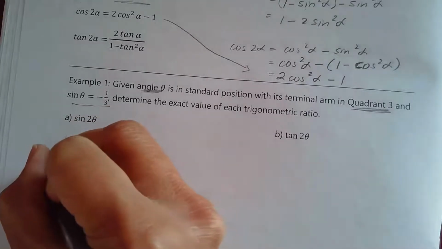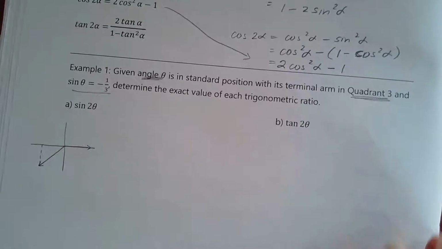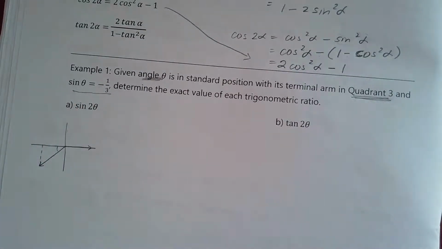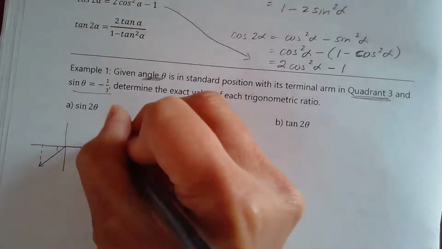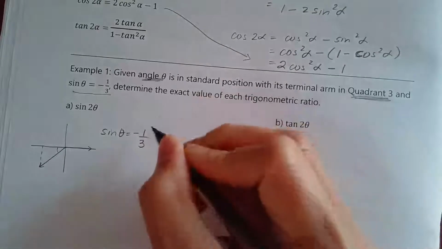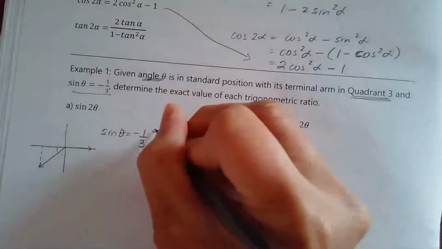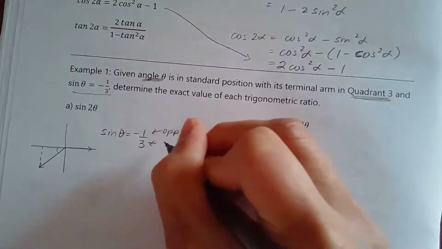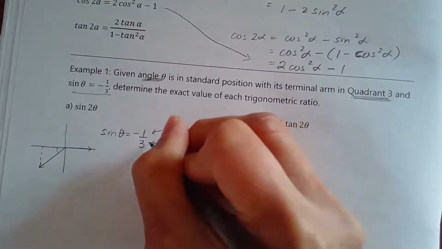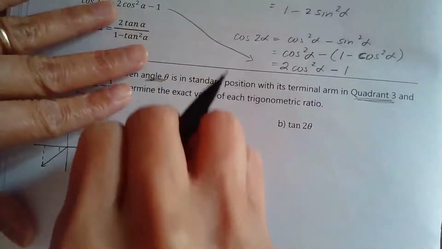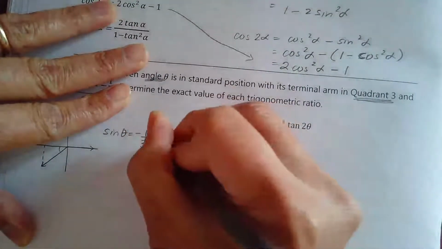If we draw a perpendicular there, this is our reference angle. Sine of theta is equal to negative 1/3, so that means the opposite is negative 1 and the hypotenuse is 3. The hypotenuse is always positive.